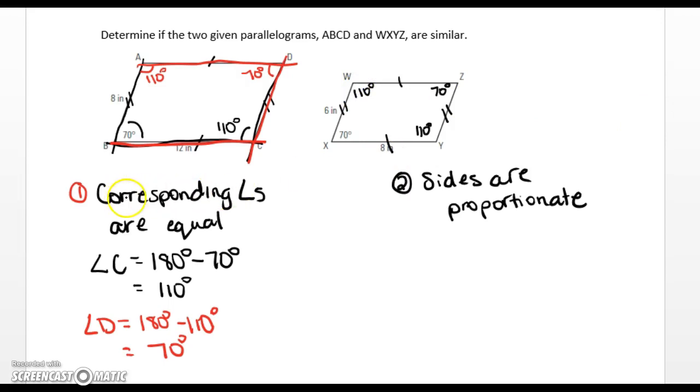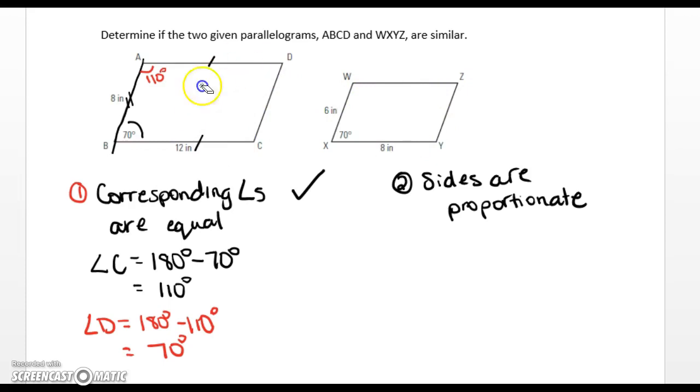So far, our corresponding angles are in fact equal. That checks out. But just because one thing checks out doesn't mean they are necessarily similar. So you have to confirm that both the corresponding angles are equal and that the sides are proportionate. So now let's check that the sides are proportionate. I'm just going to erase all this little clutter here just so we can see just the important information.